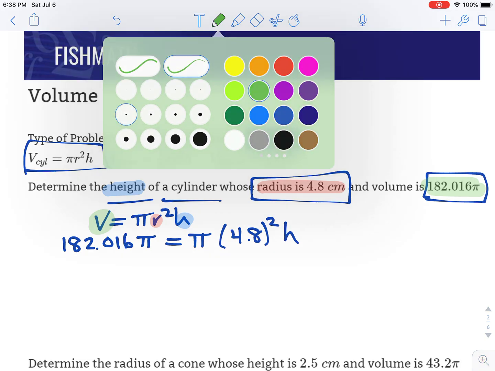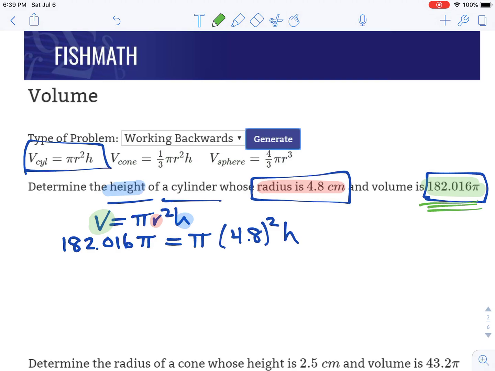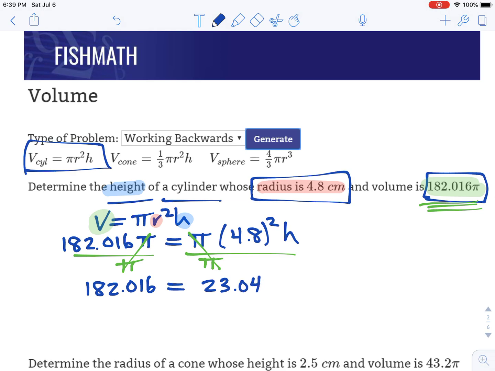The nice thing about the volume being in terms of pi is that we avoid any approximated answers that would be irrational because you're multiplying by pi, which is an irrational number. And the nice thing is, if you see here on both sides, we can just divide by that pi, and it actually goes away on both sides, which makes our numbers a little bit easier to work with. So then we get just 182.016 equals 4.8 squared, which is 23.04 h. Then we're left with a one-step equation.